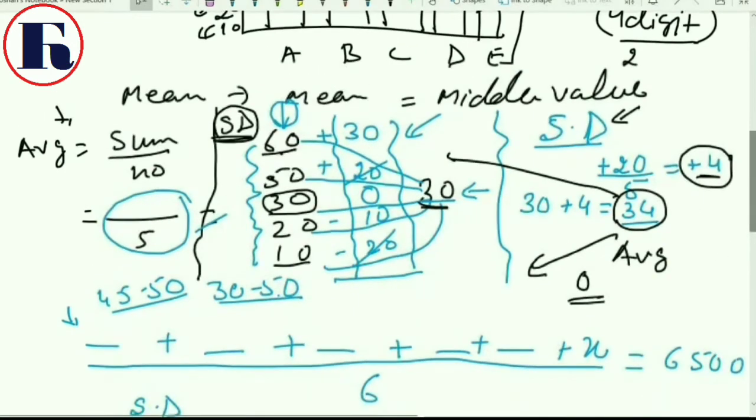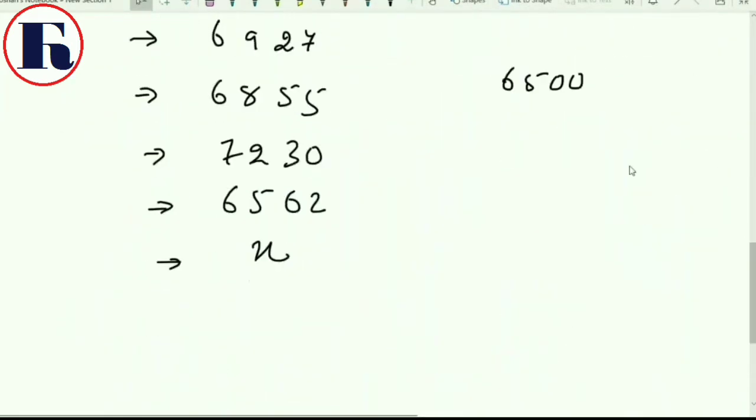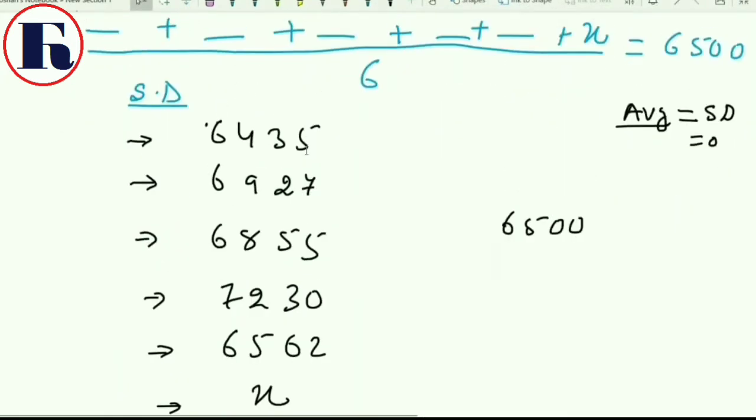So what I'll be doing here now is going back to my understanding or my logic. My logic now says that the standard deviation from this group and this number has to be 0.